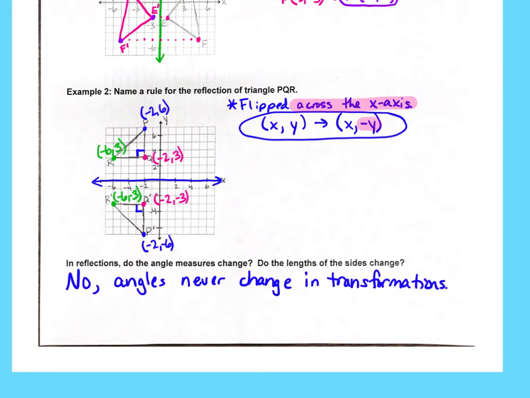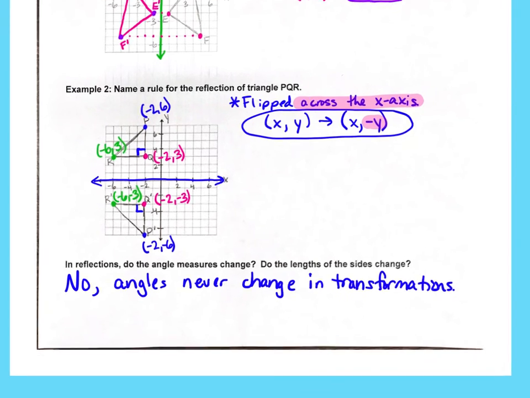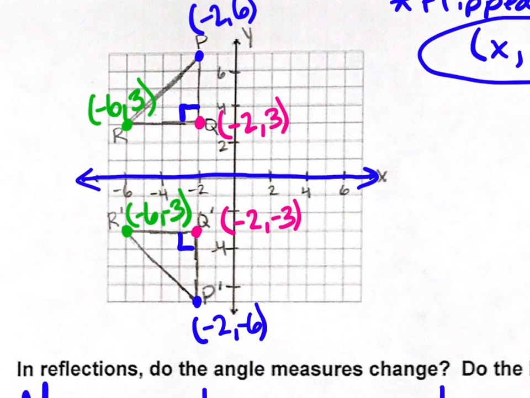Do the lengths of the sides change? Well, I could come back up here and I could just count that for a moment. I'm going to take this measure here. I'm going to see how wide from R to Q is. And I can count. It's 4 units wide. R prime to Q prime is also 4 units wide. So that didn't change. I could also look over here from P to Q. It's 4 units tall. P prime to Q prime is also 4 units tall. It didn't change. And the other 2 line segments appear to be the same size as well.